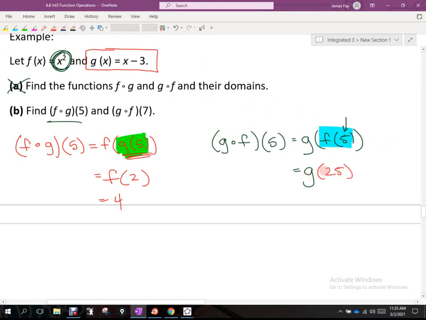Now it says find g of 25. Just come up here, find the g function. Where you see x, you put in 25. What do you get when you do that? 22, right?